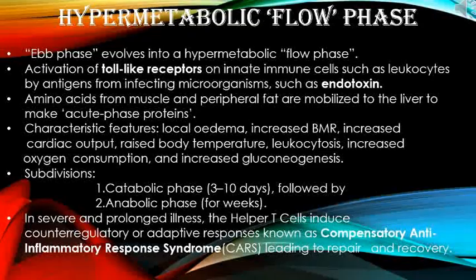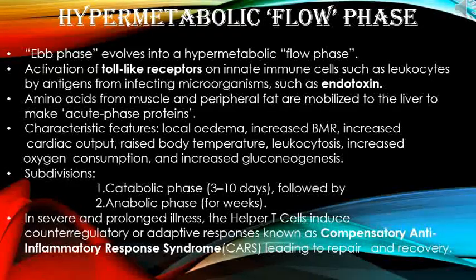Hypermetabolic flow phase. In the timeline, the low energy ebb phase evolves into a high energy flow phase. The flow phase is marked by an increase in baseline energy expenditure that can progress to a chronic hypermetabolism. In this phase, there is mobilization of body energy stores for recovery and subsequent repair and replacement of lost or damaged tissue. One of the primary mechanisms underlying this hypermetabolism is the activation of toll-like receptors on innate immune cells like leukocytes by antigens from contaminating microorganisms such as endotoxins.